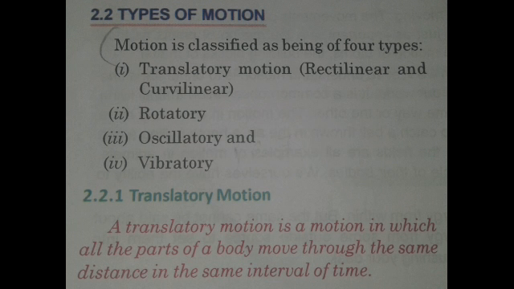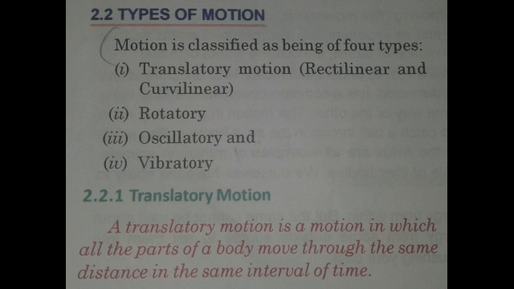टाइप्स ऑफ मोशन. Motion is classified as being of four types. Translatory motion is of two types: rectilinear and curvilinear. Rotatory motion, oscillatory and vibratory motion.